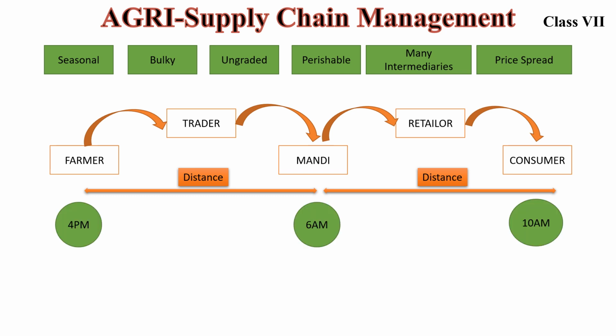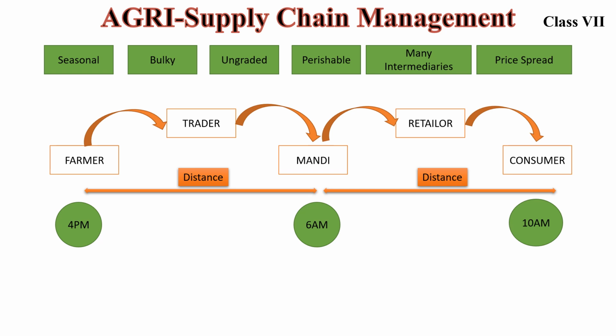In this context, suppose a product is harvested in the afternoon at 4 p.m. It will reach the mandi system in the morning at 6 a.m. and the ultimate consumers at 10 a.m. One thing I would like to highlight is that once you identify the supply chain, you need to highlight how much distance the product is moving from farmer to consumer, and second, you need to know the time requirement for the product to move from producer to consumer.